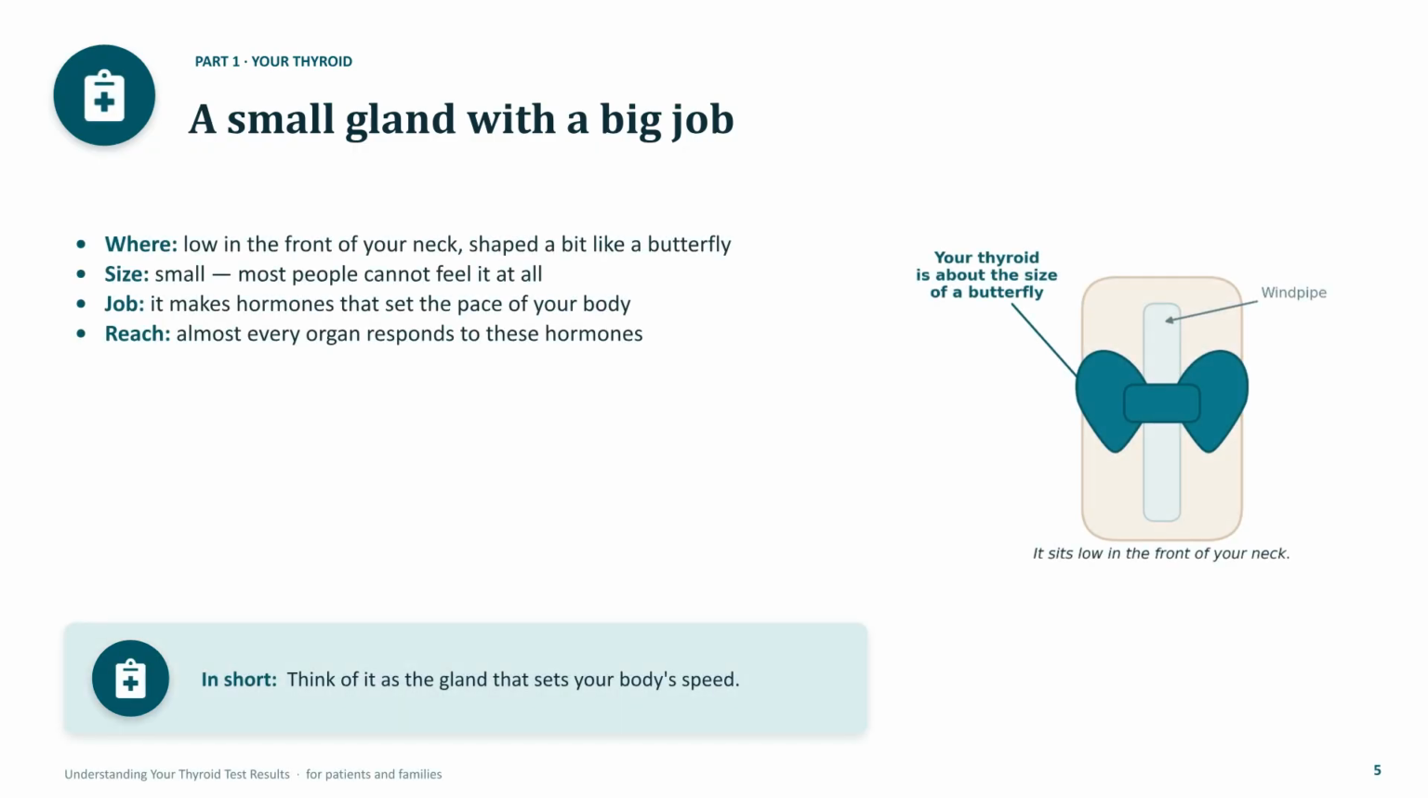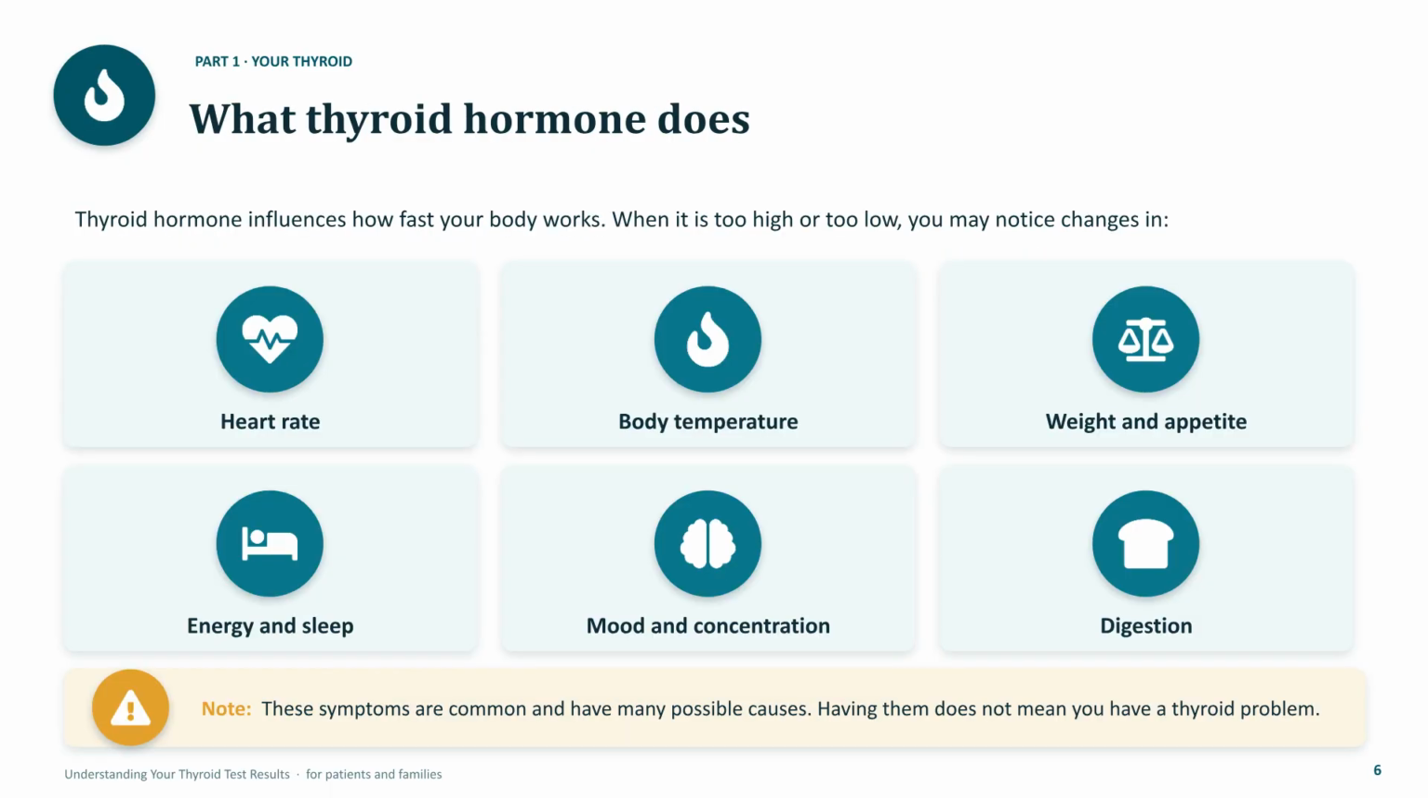The thyroid is a small, butterfly-shaped gland located in the front of your neck. Though small, its job is massive. It produces hormones that set the pace for your entire body. Almost every organ in your system responds to these hormones, making the thyroid the gland that effectively sets your body's speed. Because thyroid hormones influence how fast your body operates, levels that are too high or low can affect your heart rate, body temperature, weight, sleep, mood, and digestion. Note, however, that these symptoms are common to many conditions, so experiencing them doesn't automatically mean you have a thyroid problem.